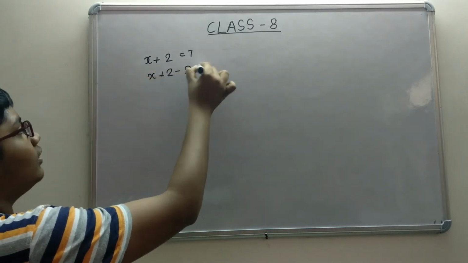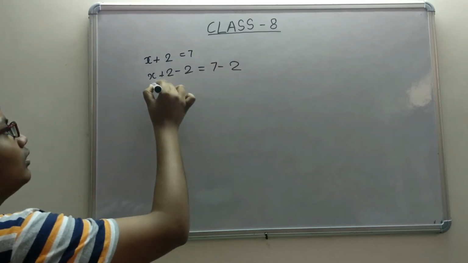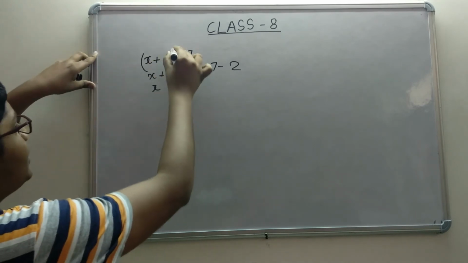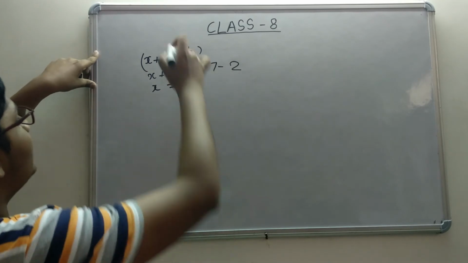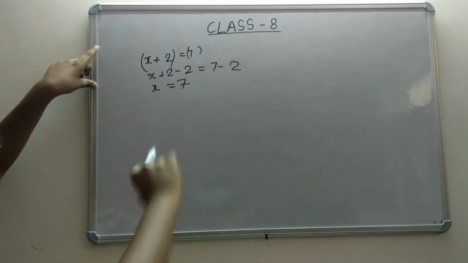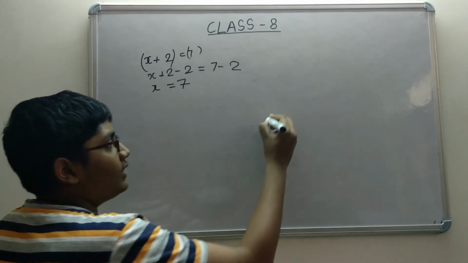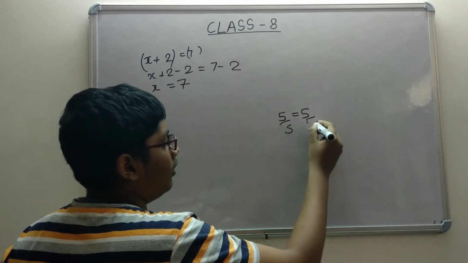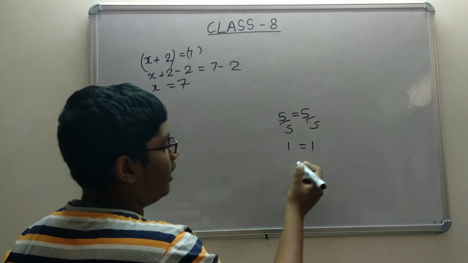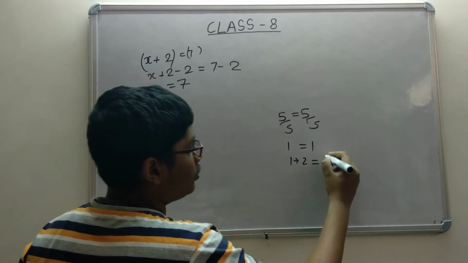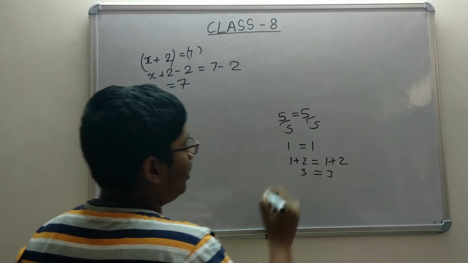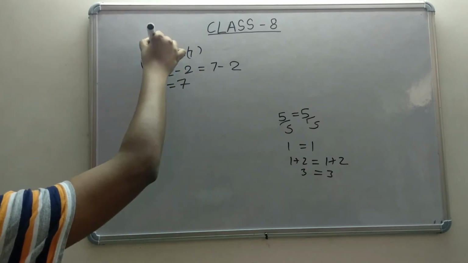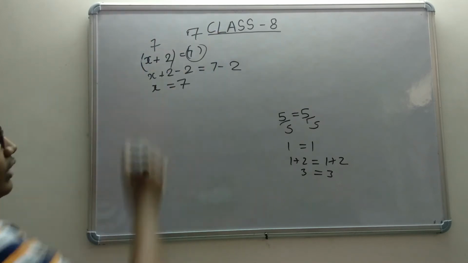Subtracting 2 on both sides. Since we know that x plus 2, this whole expression, is equal to 7, either we add or subtract anything on left and right, it will not matter. For example, we know 5 is equal to 5. Now I divide these two by 5. So 1 is equal to 1. I add 2, 1 plus 2 on both sides. So 1 plus 2, 3 is equal to 3. So same thing is here. We know x plus 2 is equal to 7. So x plus 2 is 7 and this 7 is 7. So again we got the same thing here.